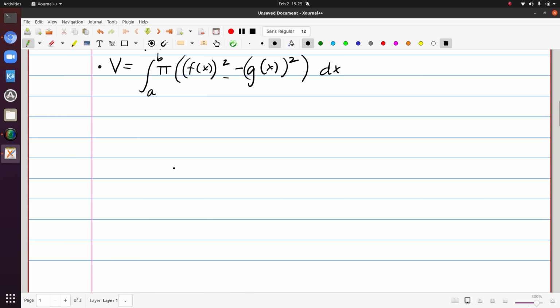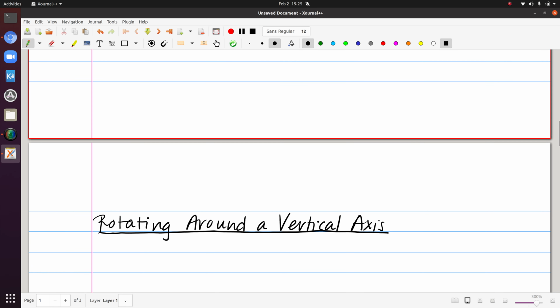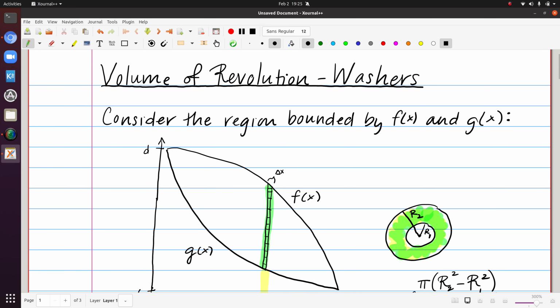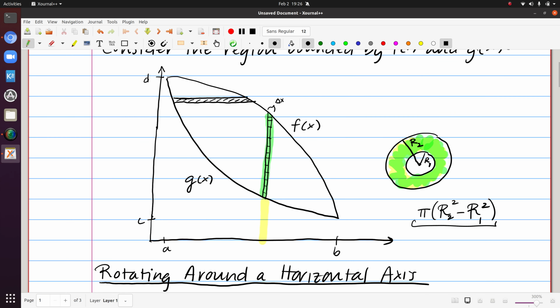Okay, so what about if we were instead to rotate around a vertical axis? I didn't redraw this picture. So for a vertical axis, we're going to think about, once again, just like we did with the disk method, slicing perpendicular to the y-axis. So again, we are going to think about integrating with respect to y when we are using the vertical axis of rotation. So what I'm going to get, first of all, is yet again still this same kind of shape of a washer. So that's not going to change.